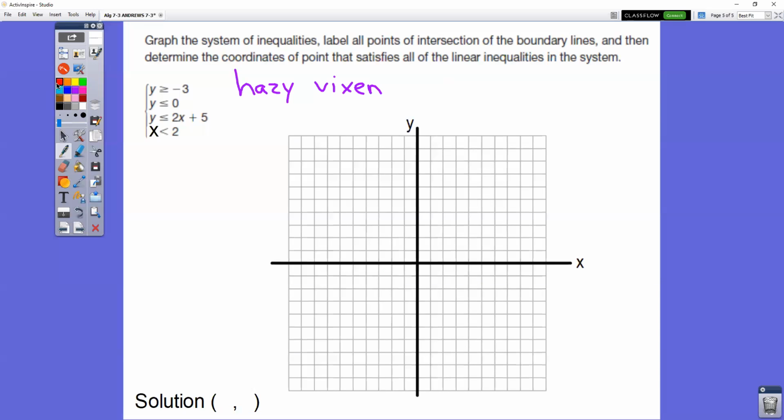Okay, give you about 30 more seconds or so. Some people graph fast, some people graph a little bit slower.